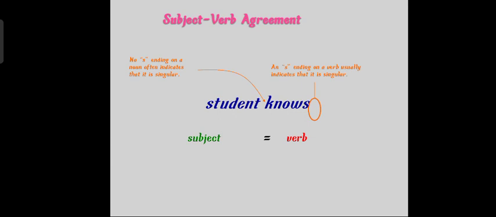No s ending on a noun often indicates that it is singular. An s ending on a verb usually indicates that it is singular. Student is a singular subject, a singular noun, and it doesn't have an s. And knows is the verb. Of course, knows is the verb, and s is added here. That means the subject is a singular one.